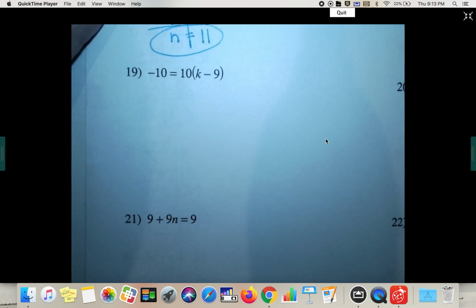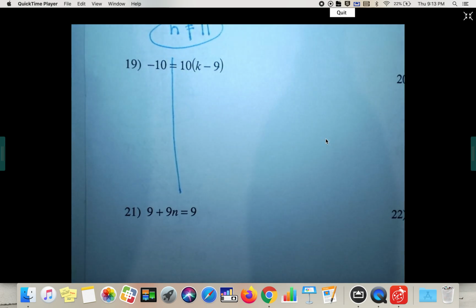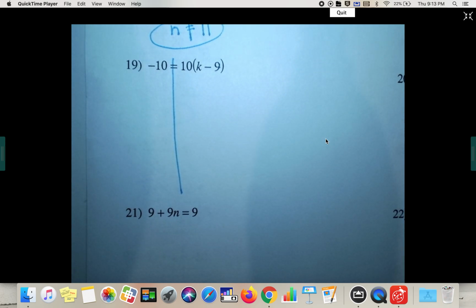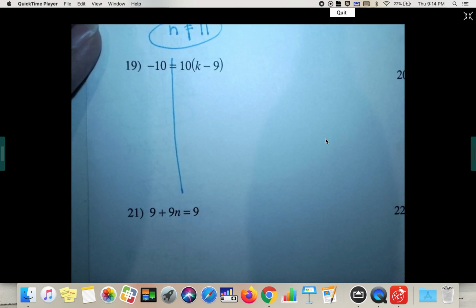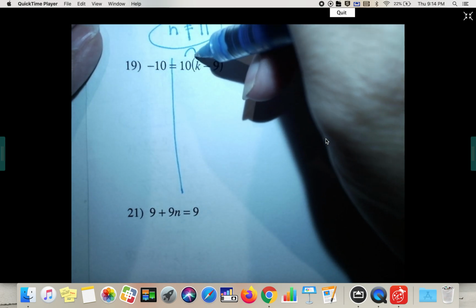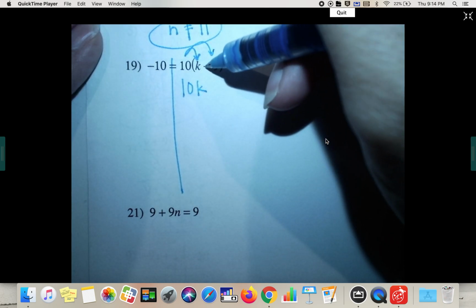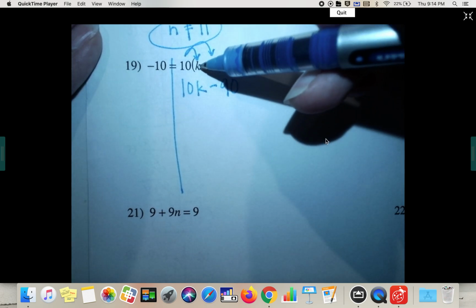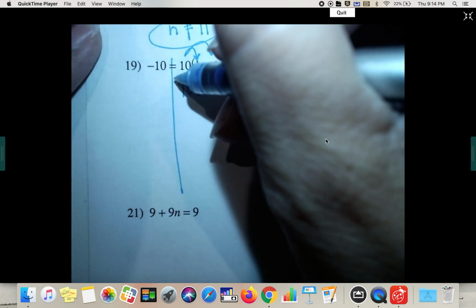All right, number 19. You can do two things. You can either distribute, or you can divide the whole parentheses by 10. I'll do distribute on this one. So this is what you learned in 7th grade. 10 is being multiplied by the quantity of k minus 9, so 10 times k is 10k. And 10 times negative 9 is negative 90. I said negative, not minus, because that's 10 times a negative 9, which is negative 90. So be sure you put your minus 90.